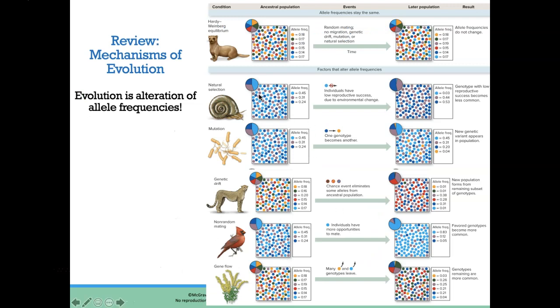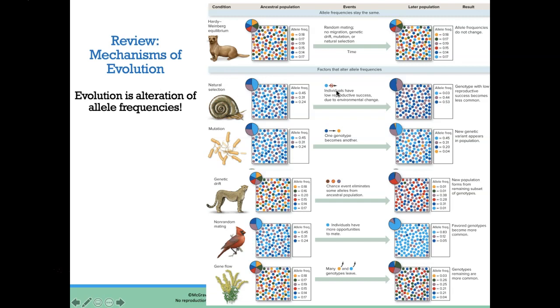So this is a review of all of the different ways we can have evolution, which is just the alteration of allele frequencies. So you can review this on your own. I like this as it's a good graphical depiction. So just for example, under Hardy-Weinberg equilibrium, if you start off with certain allele frequencies of different colors, if there's no migration, there's random mating, no mutation, no natural selection, then over time, a later population will still have the same allele frequencies. The allele frequencies do not change.